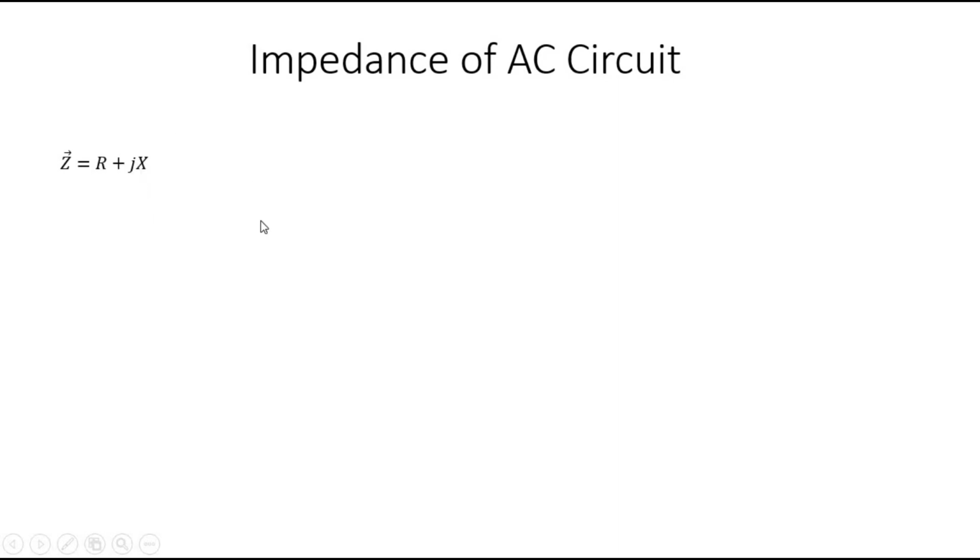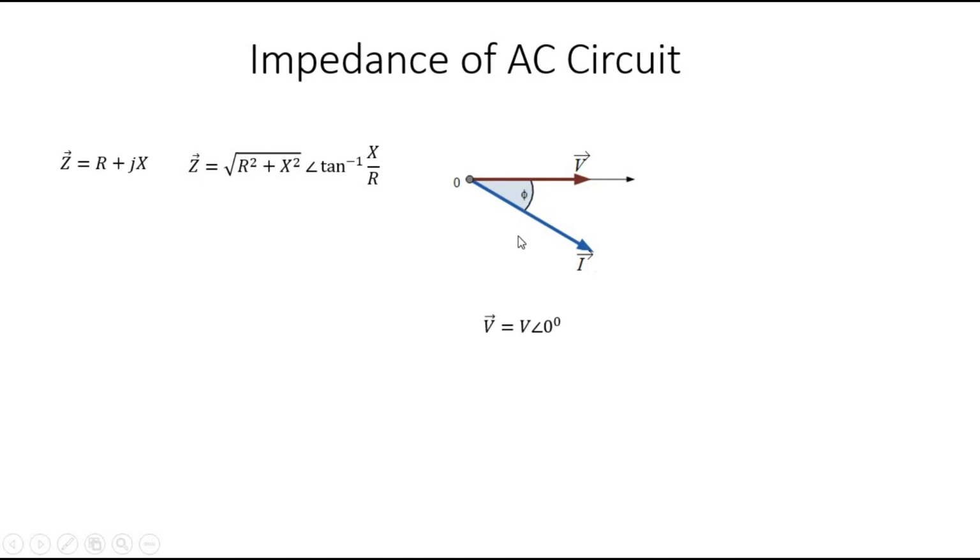If you convert this into polar form, the magnitude will be the root of R square plus X square, and the angle will be tan inverse X by R. Again, if we consider a general circuit phasor diagram, there will be a voltage and a current. The angle between them will be phi. The voltage is some RMS magnitude V at angle 0, and the current will be some magnitude I, depending upon the impedance or circuit parameters, at angle minus phi, since it is lagging.